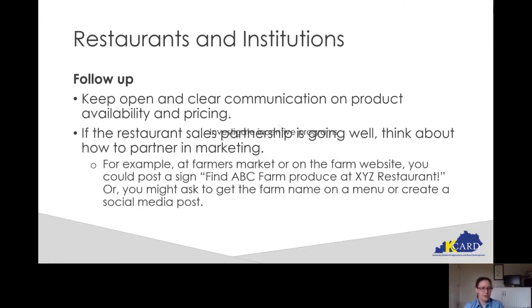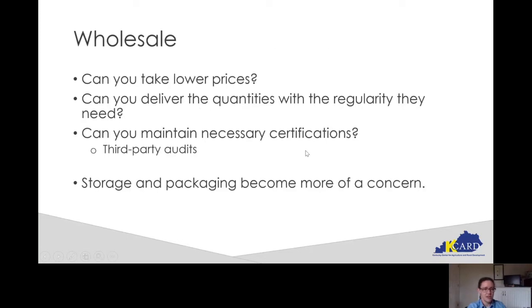Make sure you keep clear communication on availability and pricing. If the partnership is going well, think about how to partner in marketing. Could you say on your website, your Facebook, or your Instagram, find our produce at this great local restaurant? Or you might ask if you can get your farm name on the menu and create a social media post together. So those are all ways that you and a restaurant could market together.